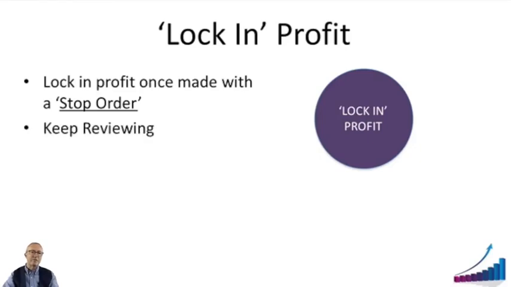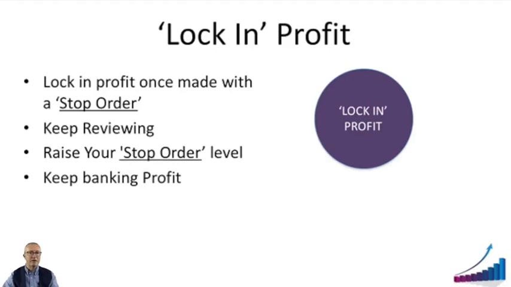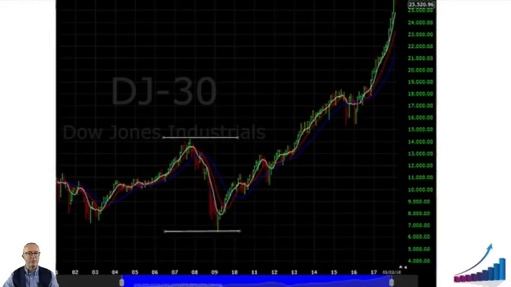So you would keep reviewing the price as your investment moves up, and you would raise your stop order level to lock in profit. And you would keep doing that as your fund or your investment kept going up in value. You would keep banking profit and keep moving up your stop loss.